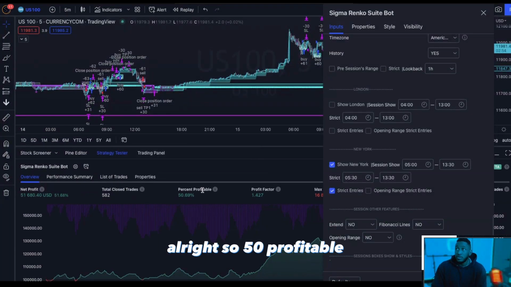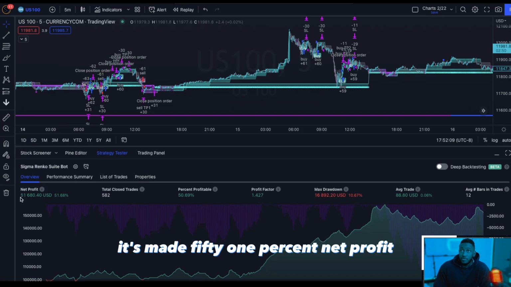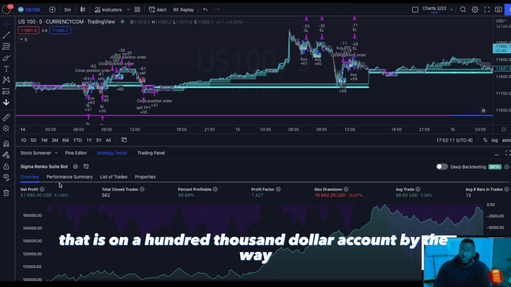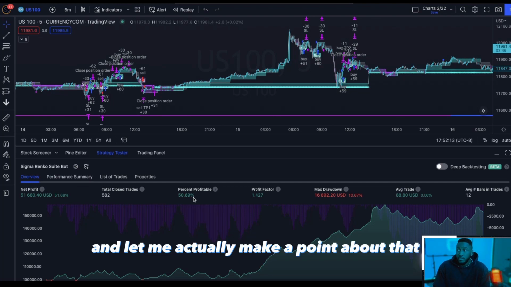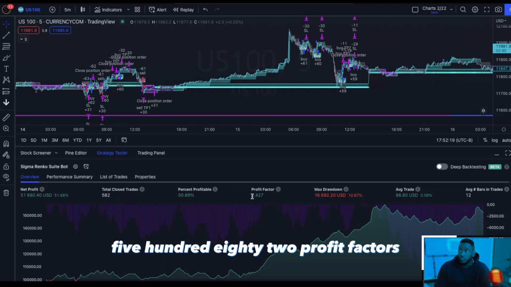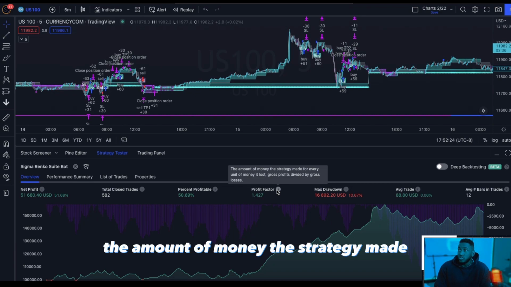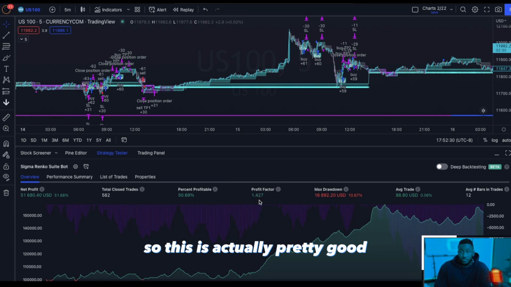All right, so 50% profitable. It's since September, it's made 51% net profit. This is on a $100,000 account, by the way. And let me actually make a point about that in 2 seconds, right? Total trades closed, 582. Profit factor is 1.4. It's not bad at all. The amount of money the strategy made for every unit of money of loss. Gross profits divided by the gross losses. So this is actually pretty good.